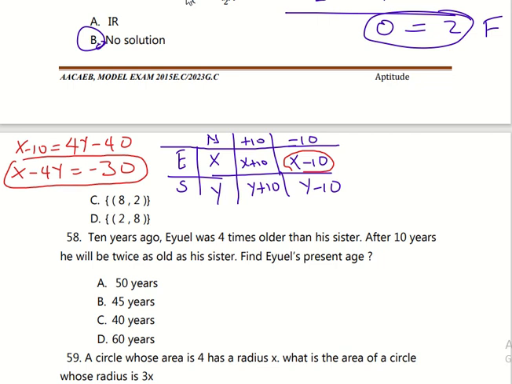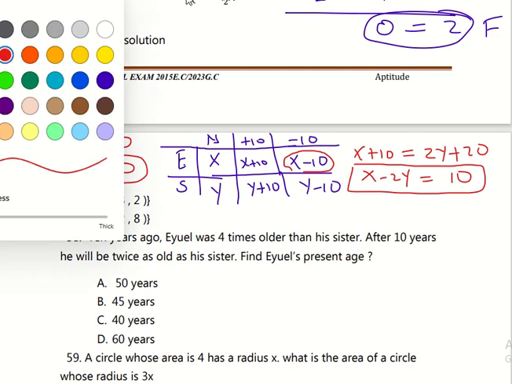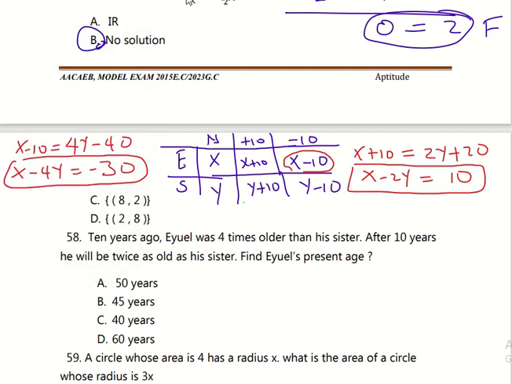After 10 years means the plus 10. x plus 10 is equal to 2 times his sister's age, that means 2y plus 20. If I bring it together, x minus 2y is equal to 10. Okay, I have 2 equations now. These 2 equations can be solved simultaneously. I can subtract. x will go with x. If I subtract here, negative 2y minus negative 4y will be 2y, and 10 minus negative 30 will be 40.